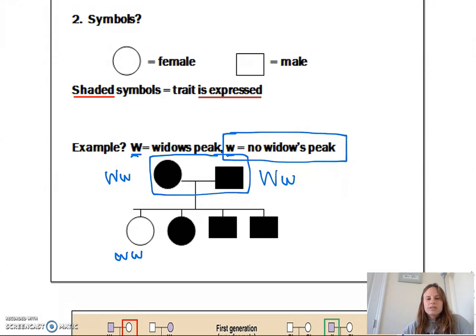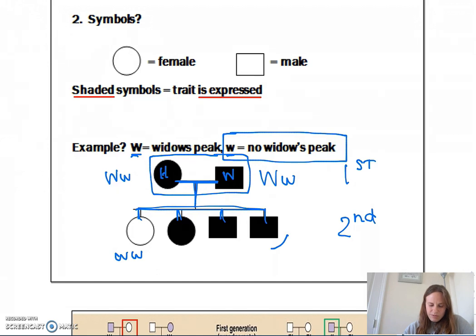Now let me address some patterns that are in the pedigree chart. So this would be the husband, this would be the wife. This means that these two people are married, and this line brings us down to their 1, 2, 3, 4 children. So this first set of shapes is our first generation, and our second set of shapes is our second generation.